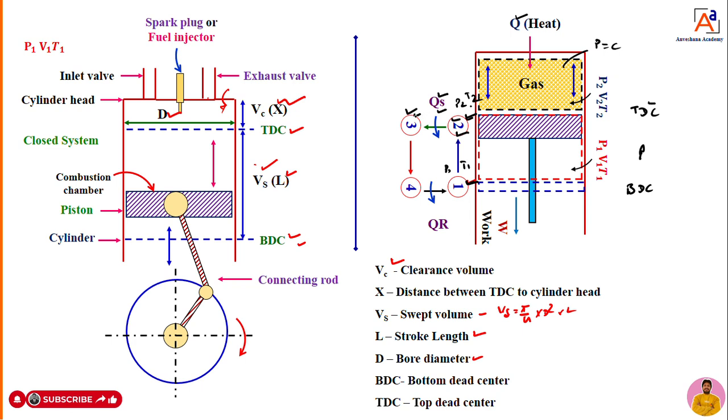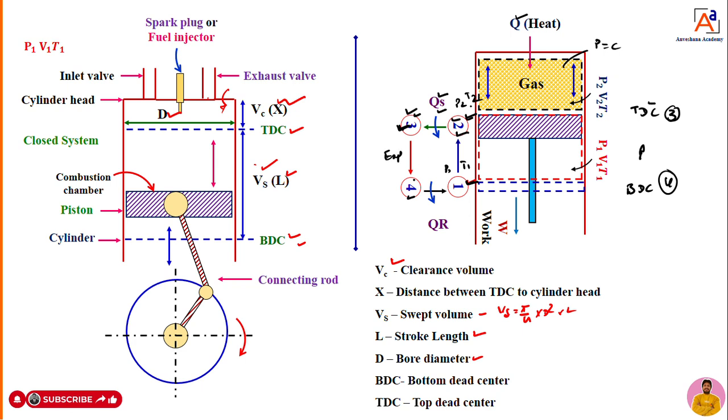Once the heat addition takes place, what happens now? An explosive force is created over the surface of the piston. Hence, the piston will start to move from TDC to BDC. The next process we can call points 3 and 4. The piston moves from TDC to BDC, from point 3 to point 4. That means expansion takes place.